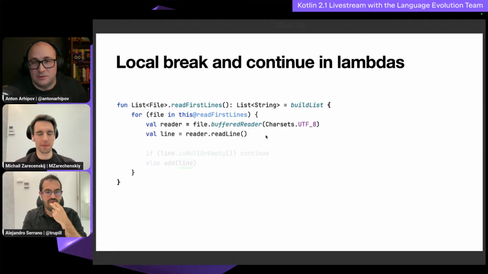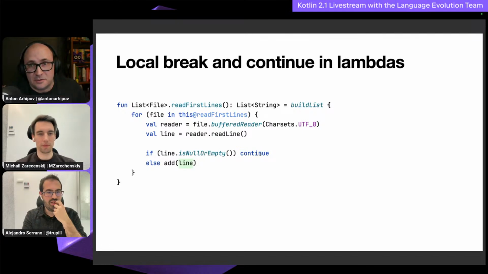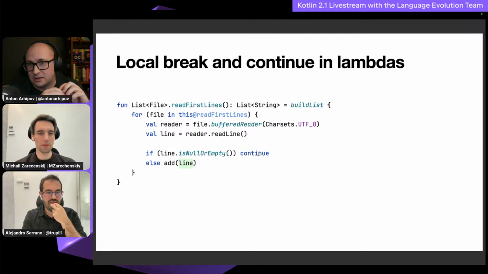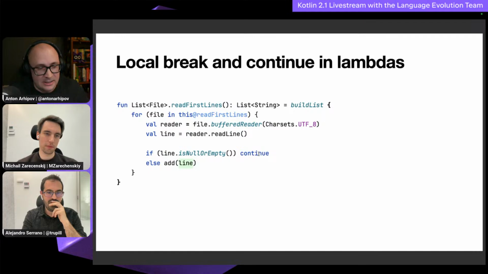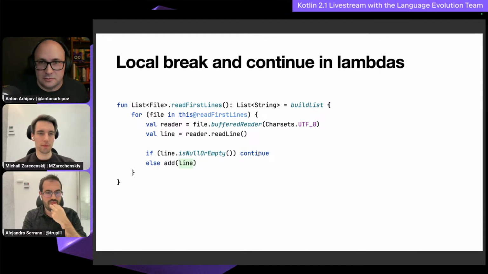Then we open the buffered reader. How else are we going to read the files? Using the buffered reader, of course. And then we check if the line is empty, and if the first line is empty, we just continue to the next line so that we get the first non-empty line. And if the line is not empty, then we add it to the result in buildList, and then have the list of the first lines of all the files as a result, right?